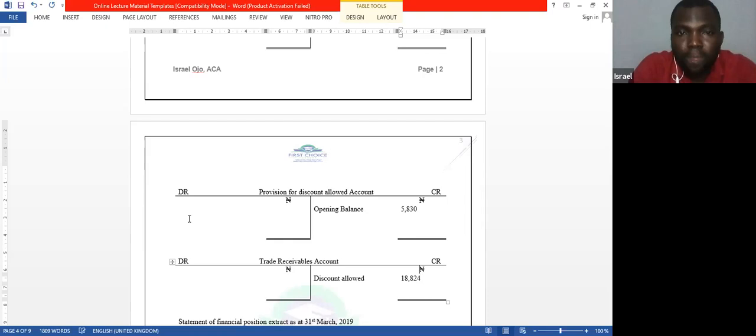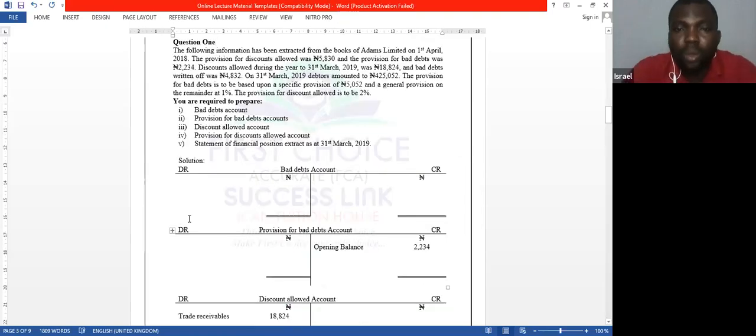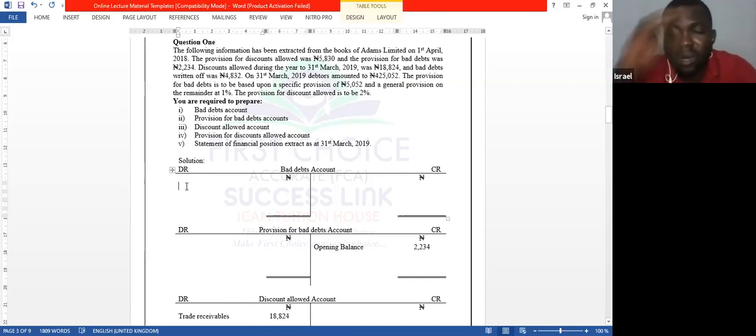So now we move on to what? To the next one, which says that bad debt written off was 4,832. Bad debt written off. So it means bad debt is an expense account, because the balancing figure will be taken to the profit or loss account. Two accounts are involved here. The bad debt and the trade receivables account are involved.